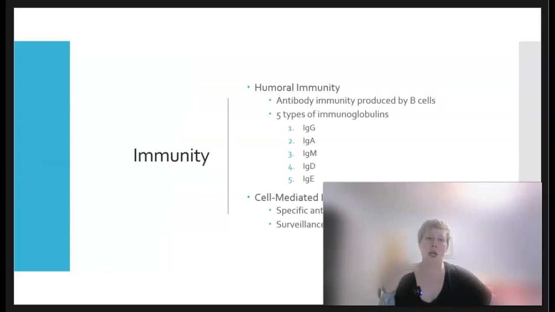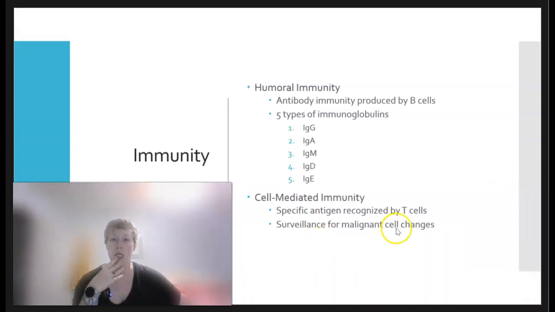There are two different kinds of immunity: humoral and cell-mediated. Humoral is your fast response. This is your antibody immunity produced by your B cells. Then you have cell-mediated immunity, where a specific antigen is recognized by your T cells, and this is also what's surveilling for malignant cell changes.